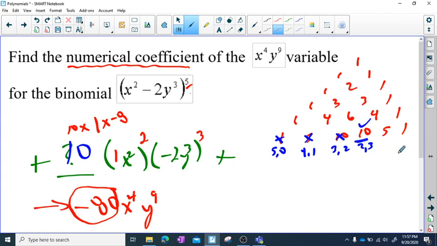So without doing the whole thing out and then picking out that one term in your answer, it's much quicker to just know the pattern and follow through and get the value that you're looking for.